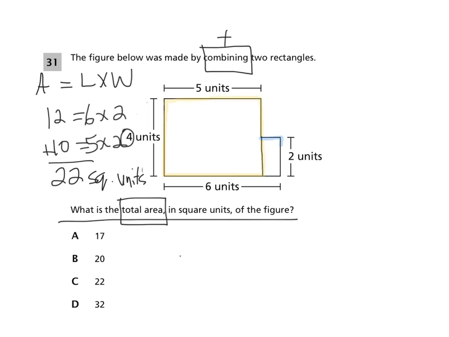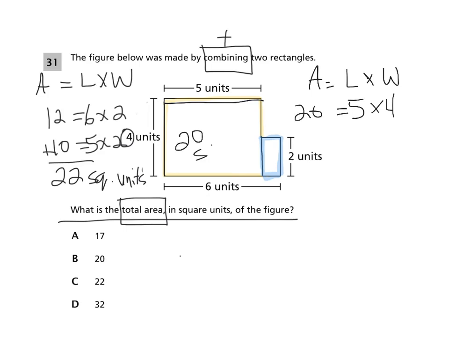I'm still using area equals length times width on this side. Area equals length times width. So let's look at our big yellow area here. I do have my length and my width. I have 5 times 4, which would give me 20. So this is 20 square units. Let's fix that 20 to look like a 6.